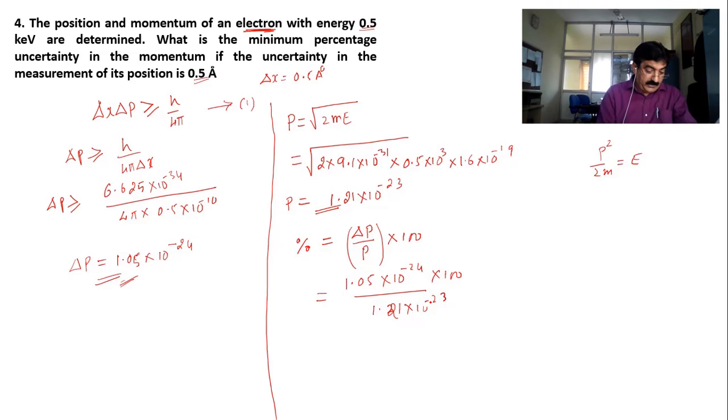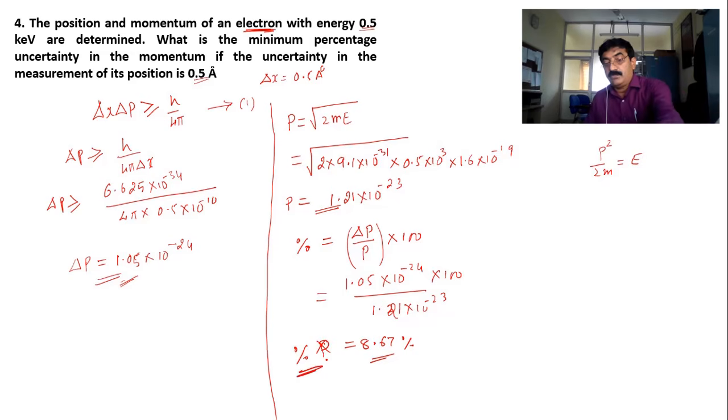1.05 to the power of minus 24 into 100 divided by 1.21 to the power of minus 23 comes out to be 8.67. So percentage change is 8.67%. Okay, that is all. Not P, it is percentage change. That's all about question number 4.